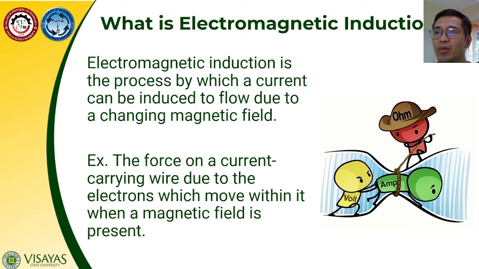This process also works in reverse, either moving a wire through a magnetic field, or equivalently, changing the strength of the magnetic field over time can cause a current to flow.